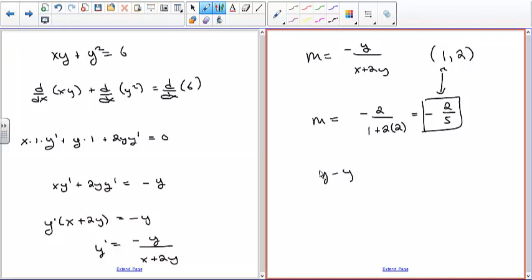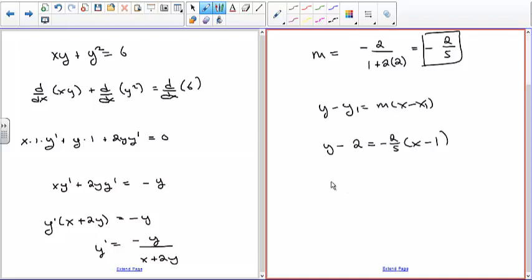So you take y minus y1 is equal to m times x minus x1. You know, this is x1, y1, that's your slope. So you get y minus 2 is equal to negative 2/5 times x minus x1, which is 1. So you multiply out the negative 2/5, so you get positive 2/5. Negative times a negative is a positive. 2/5 times 1 is 2/5. Okay, then you add 2, or you can move the negative 2 to the other side, make it positive.